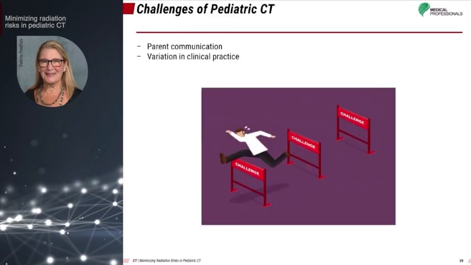When we talk about the challenges of pediatric CT and what we can face when imaging pediatric patients, we are going to look at parent communication and the variations in clinical practice, which are all considered challenges of imaging pediatric patients.